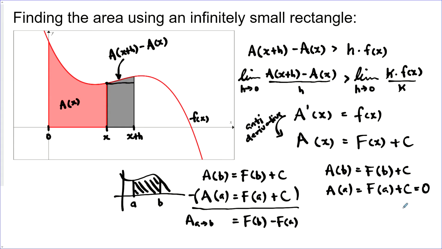Now if I just solve that, subtract this on both sides, C is equal to minus the antiderivative at A. So in that way I can put in my C value here. It would be minus F at A. And that actually gives me the same result as this. So my area from A to B is equal to the antiderivative at B minus my antiderivative at A.